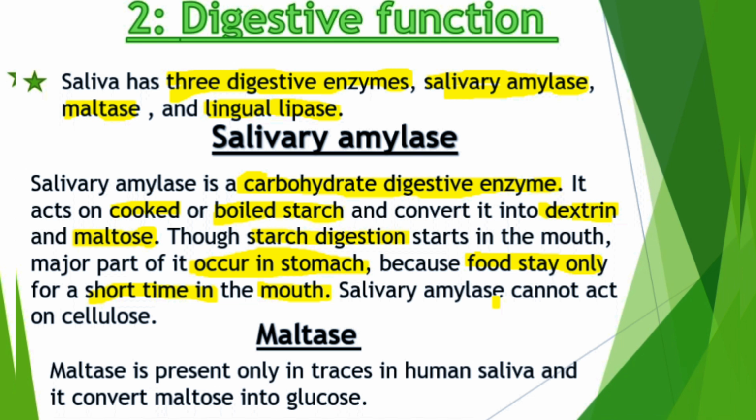Salivary amylase has an optimum temperature of about 37 degrees. The optimum pH for salivary amylase is 6. So at pH 6 it will perform its maximum activity. Now, salivary amylase cannot act on cellulose. It acts especially on starch, and it is unable to digest cellulose.